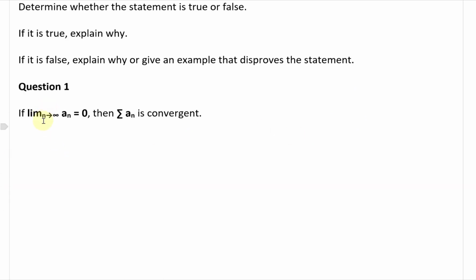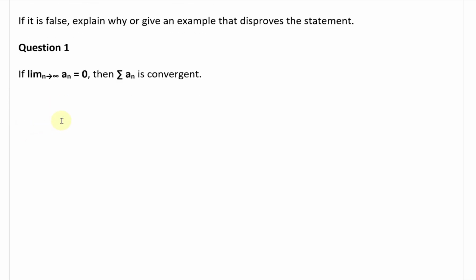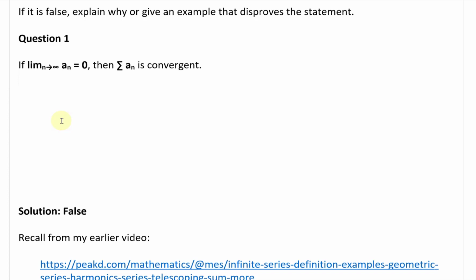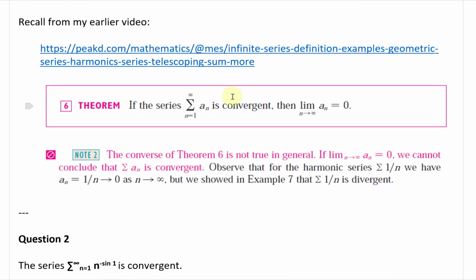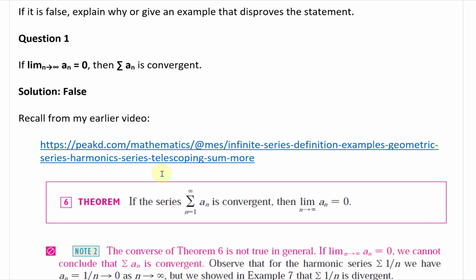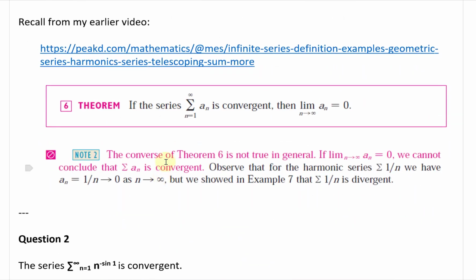If the limit as n approaches infinity of an equals 0, then the summation of an is convergent. This one is obviously going to be false, because just because the limit goes to 0 does not mean it is convergent. We'll go over to the solution right here. So solution, this is false. Recall from my earlier video, here it is, from the geometric series article and video. And this was the theorem given there.